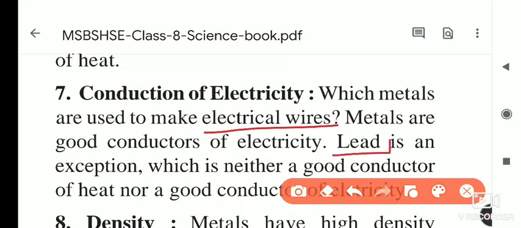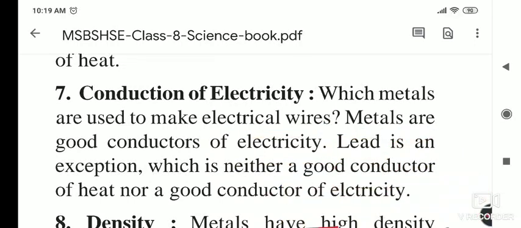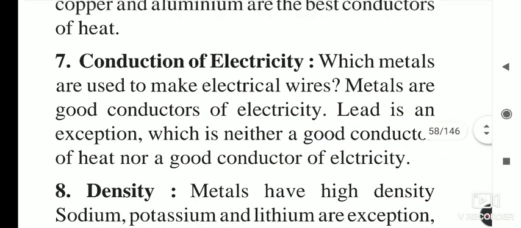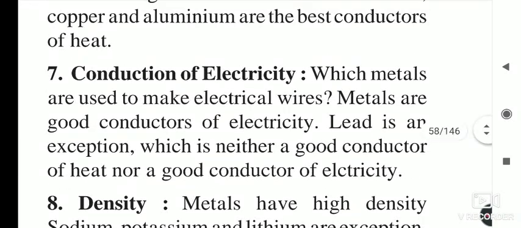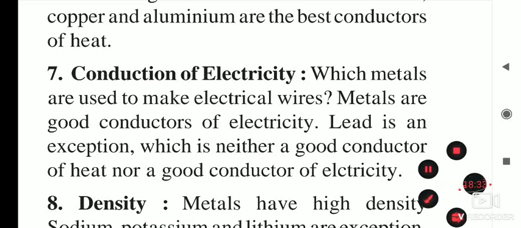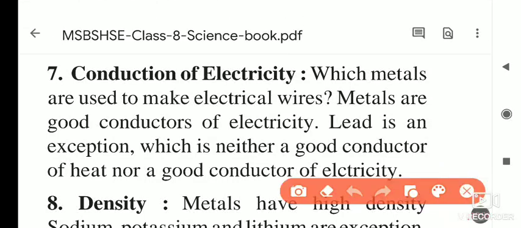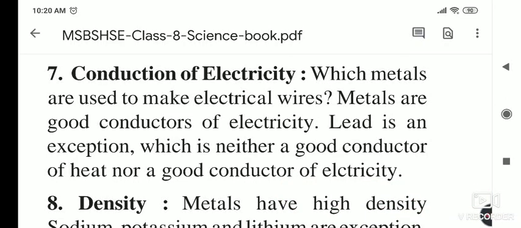Actually, lead is a non-metal, and still it is a good conductor of electricity. So along with metals, lead is a good conductor of electricity, but it is an exception. Why? Because it is a non-metal, which is neither a good conductor of heat nor of electricity. But the metals are good conductors of electricity too.